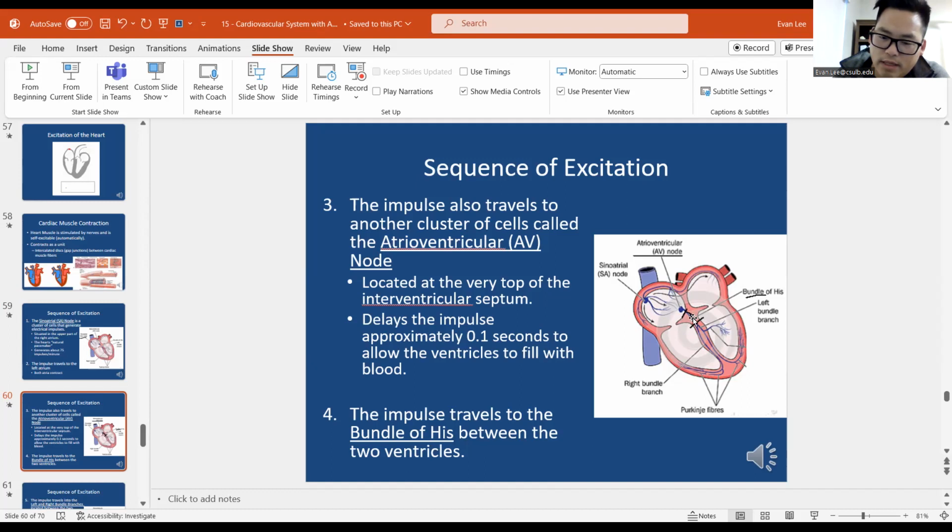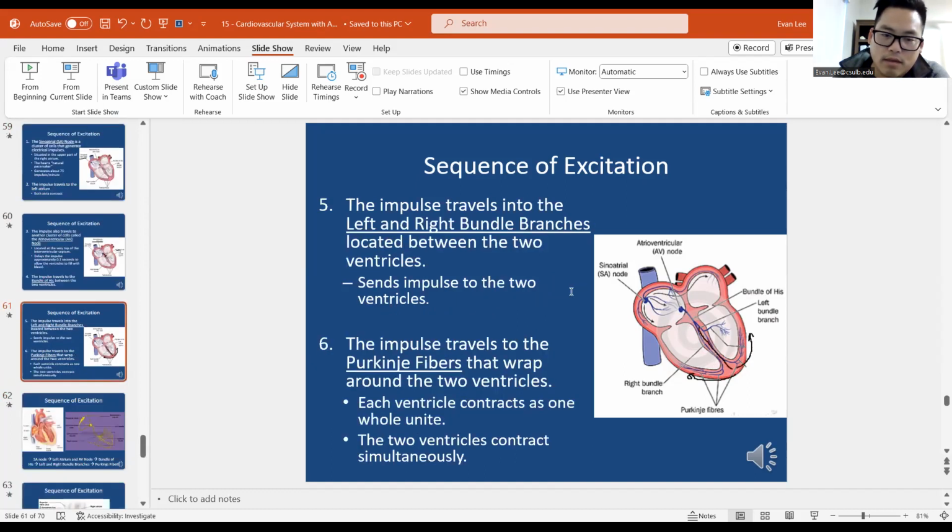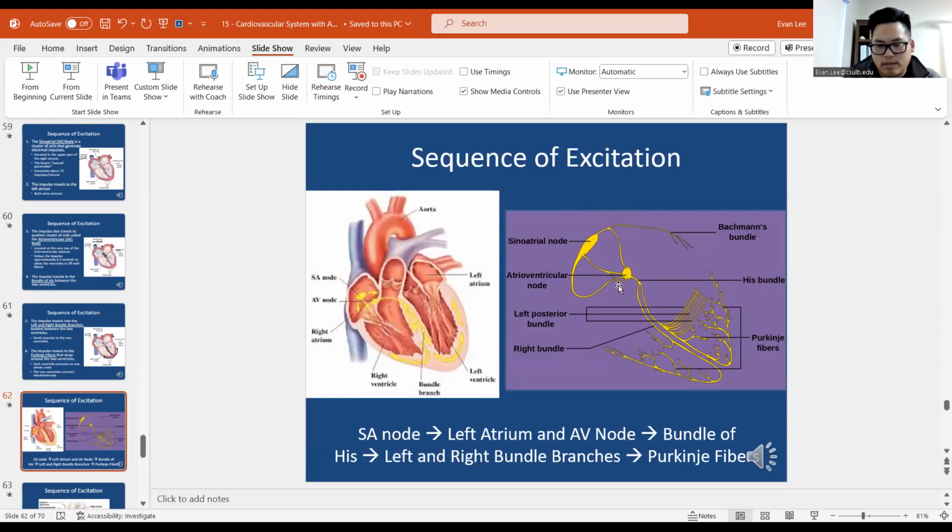But from the AV node, it goes down these fibers called the bundle of His, and then down through other fibers in the interventricular septum, the bundle branches. The bundle branches will go down to the apex of the heart and then start to branch out into the ventricles, and those will be called Purkinje fibers. Purkinje fibers are the ones actually in the ventricular walls, allowing the ventricles to be stimulated and contract. So you can see that whole sequence here in fiber form: SA node, AV node, bundle of His, left and right bundle branches, and then Purkinje fibers all the way out here.